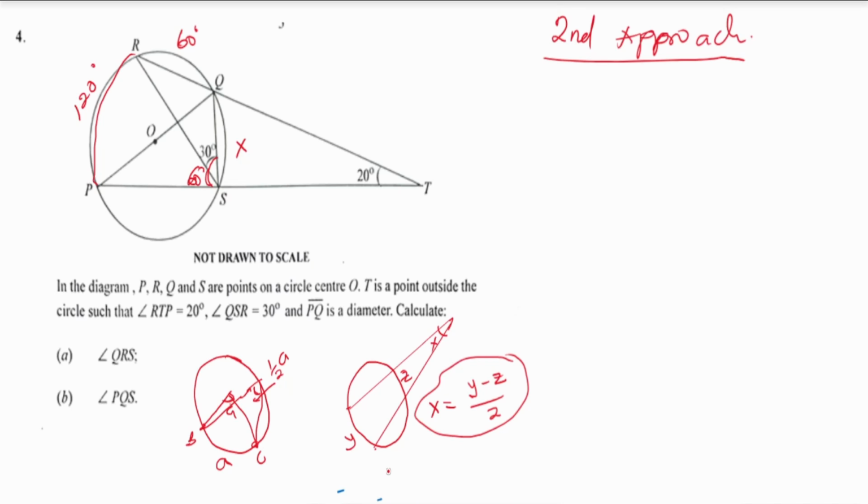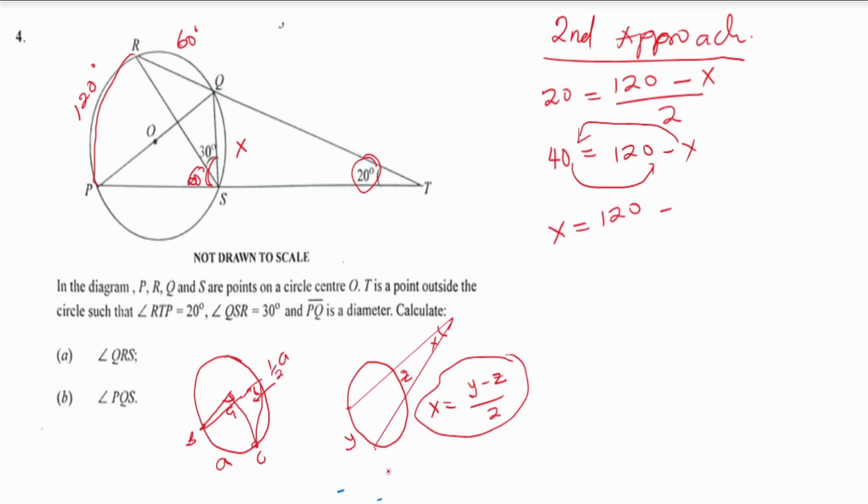So I'm going to use this relationship to work out X. That means that the 20 here, which will represent our X, will be equal to 120, which represents the Y, minus X, which represents the Z, all over 2. Then multiplying both sides by 2, you're going to have 40 equals 120 minus X. I move this to the left side and move this to the right side. I'm going to have X equal to 120 minus 40, they both switch sides, and X will be equal to 80 degrees. Good. So the arc QS here measures 80 degrees, right?